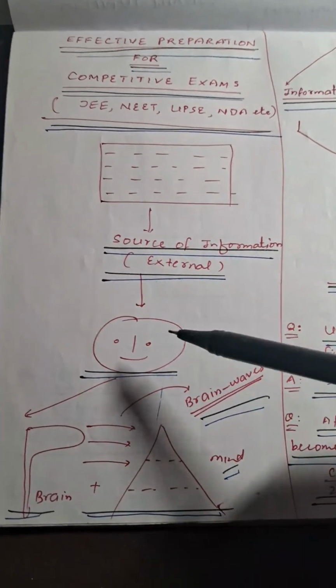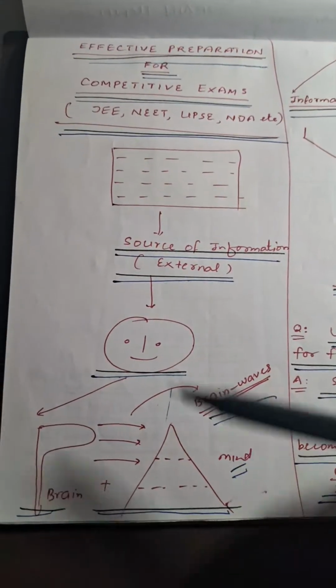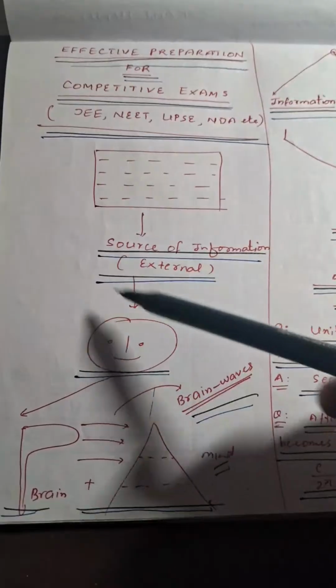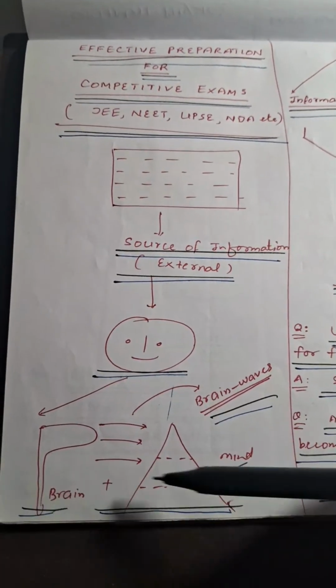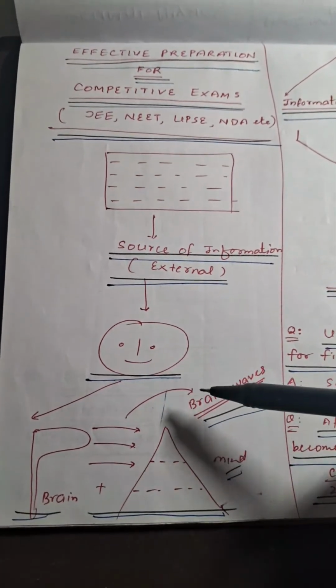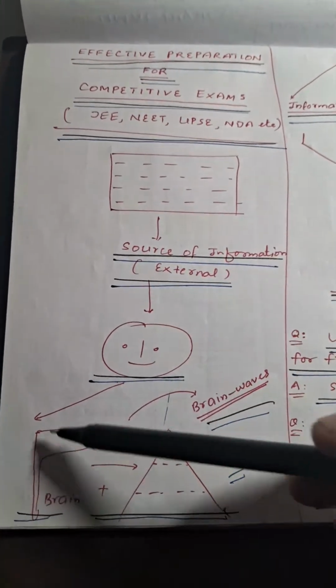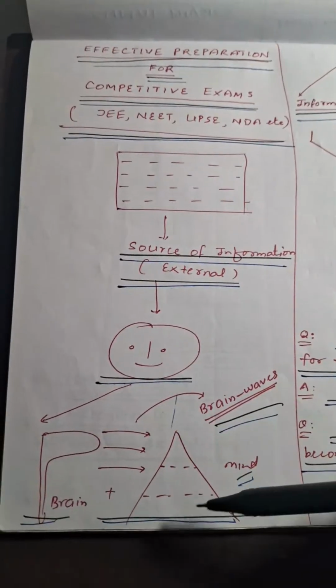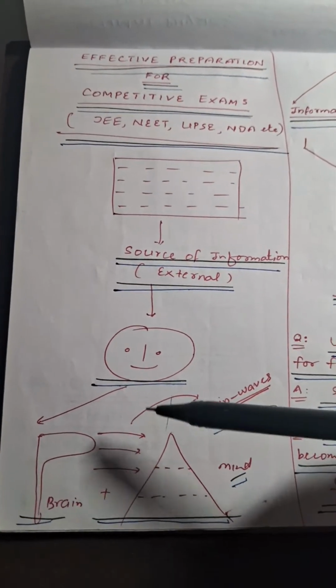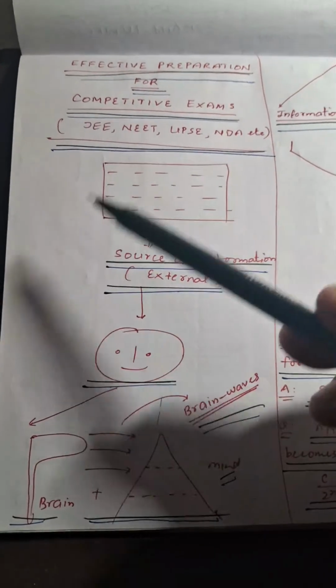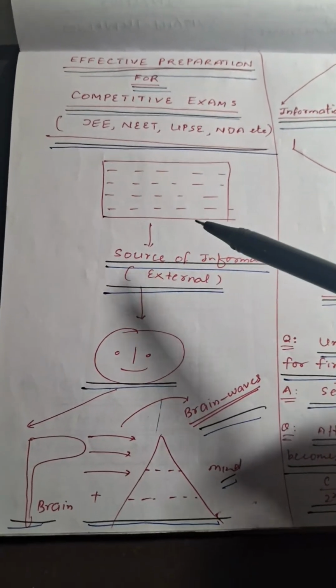Now let's talk about the components involved over here. So in studies, there is involvement of a source of information which is external to you, and brain, mind, and another concept, which is of the brain waves. So it's a game of four things: the source of information, use of brain, use of mind, and the coordination between brain and mind. And the thing is that most of the focus is on the source of information.